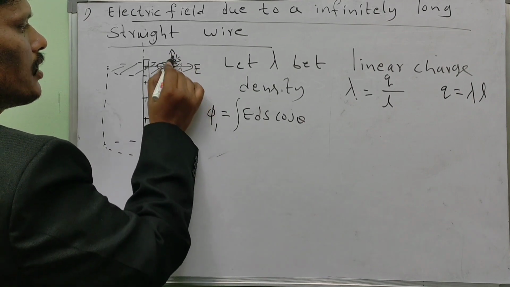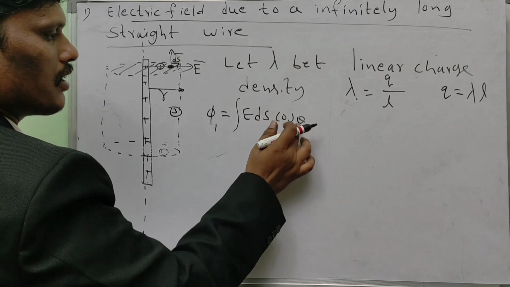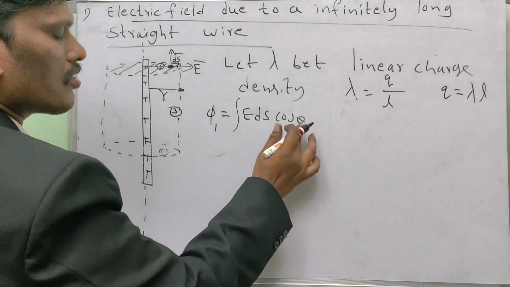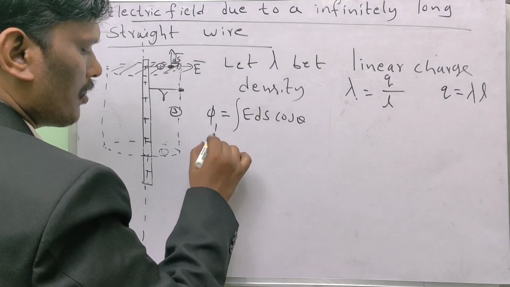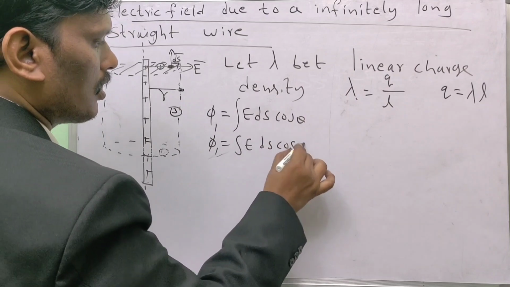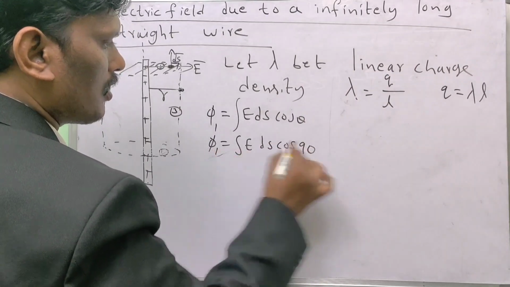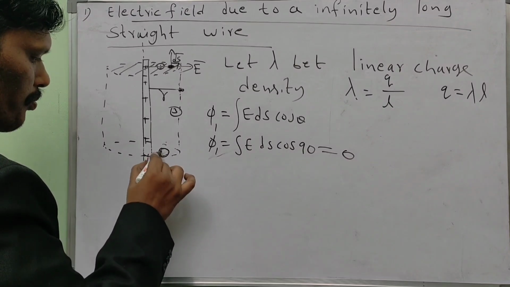Then what is the angle between the ds bar vector and the E bar vector? 90. Then theta is 90, and cos 90 value is 0. Here theta is 90, then phi 1 is equal to E ds cos 90. Cos 90 value is 0, no? That's why phi 1 is 0. What about phi 2?